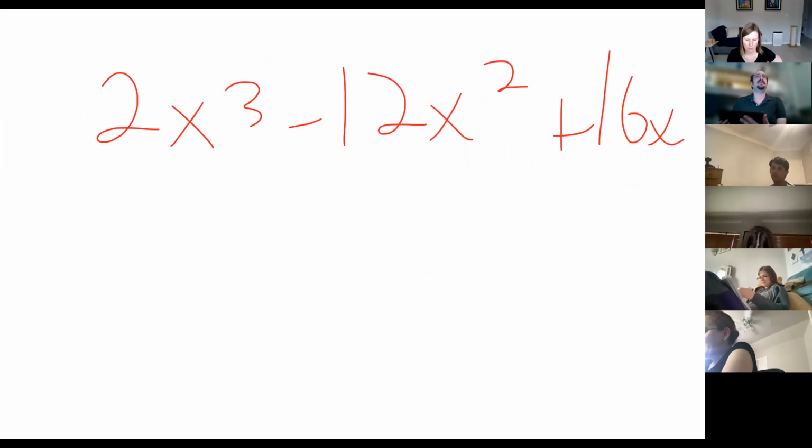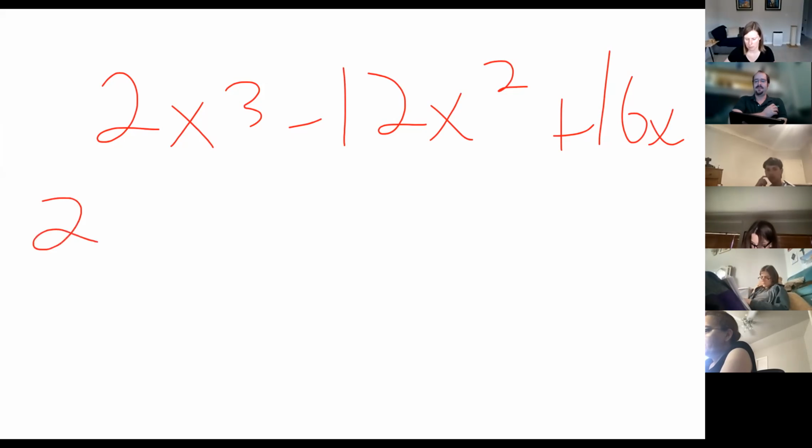Yeah, so I think the name of the game on this one is, if we look at it, you could try maybe doing the AC method or something else to factor this thing, but really the first thing you should look for is what? GCF. If you factor out that GCF, it'll make your life a lot easier, I think. So if I'm looking between 2, 12, and 16, what is my GCF there? 2. I can factor out a 2.